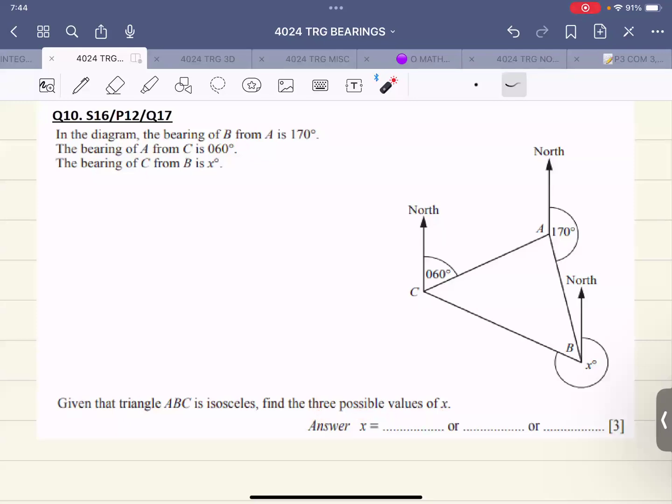Now the thing is, why is it asking for three possible values? The reason being, even though it said that the triangle is isosceles, we don't know which two sides are equal. It could be this and this. It could be this and this. It could be this and this. So there are three possibilities. So let me mark them one by one. The first possibility is this and this. Let me draw the diagram.